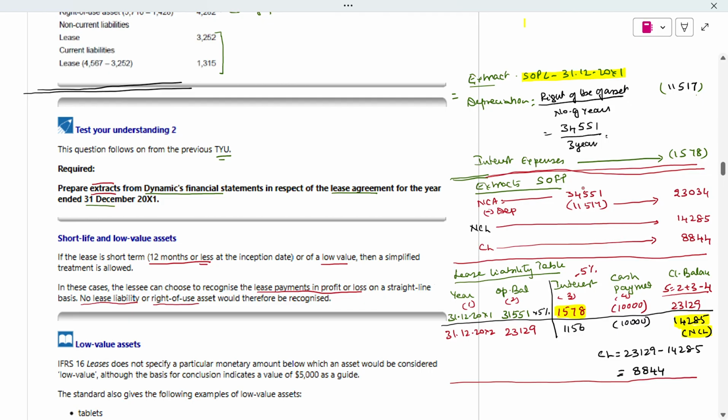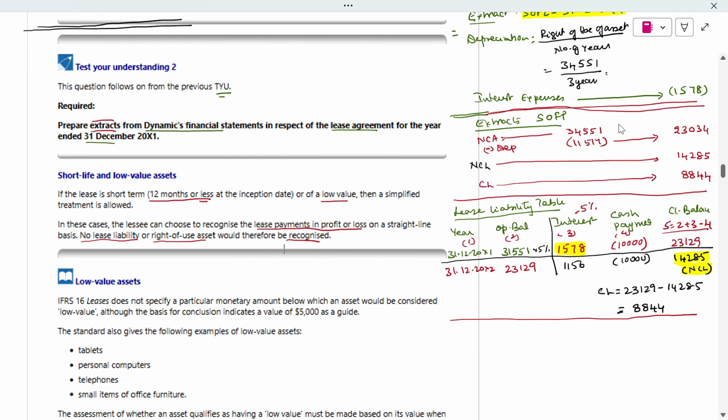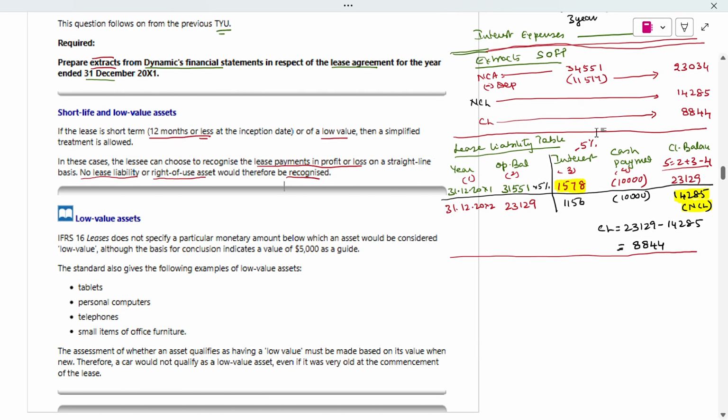We don't have any right of use asset recognized. In simple terms, if we take it for less than 12 months, it is like a rent. It is like a rent, but we should make it very clear. Because of low value, they have given the examples. This will be mentioned somewhere in MCQ.